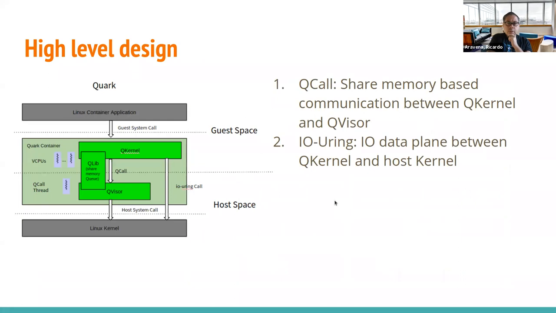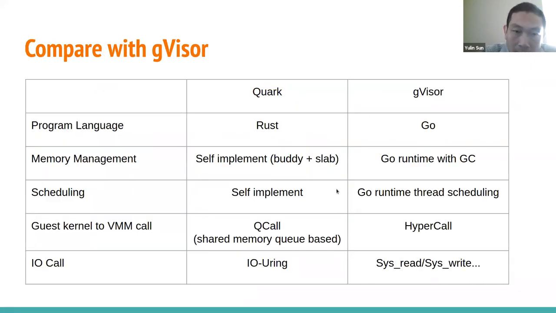Got it. Actually, this architecture is, at some level, just like gVisor. But we also have many differences from gVisor. This Quark project is also motivated by the gVisor project. We have learned much from gVisor, but we have a different design and we also do some optimization. Our goal is to get better performance.